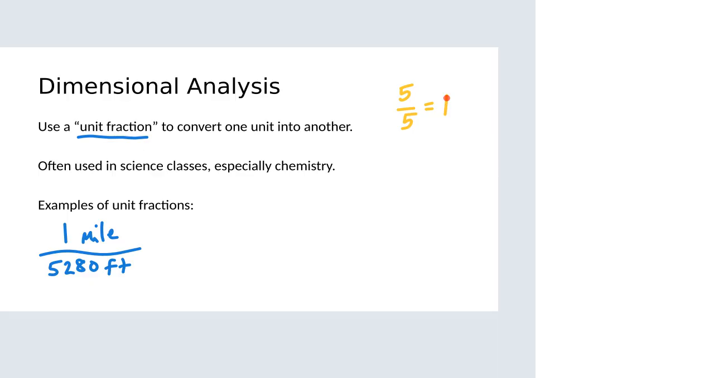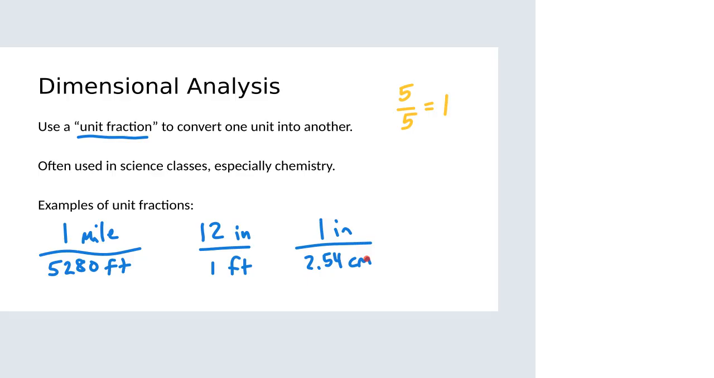Numerator and denominator are equal to each other. Other examples would be 12 inches is the same as 1 foot. Numerator and denominator are equal to each other. That's a unit fraction. Something that might take us from English units to metric units is 1 inch is the same as 2.54 centimeters. Here again, numerator and denominator are equal to each other. Those are all unit fractions. We're going to use these to do conversions.